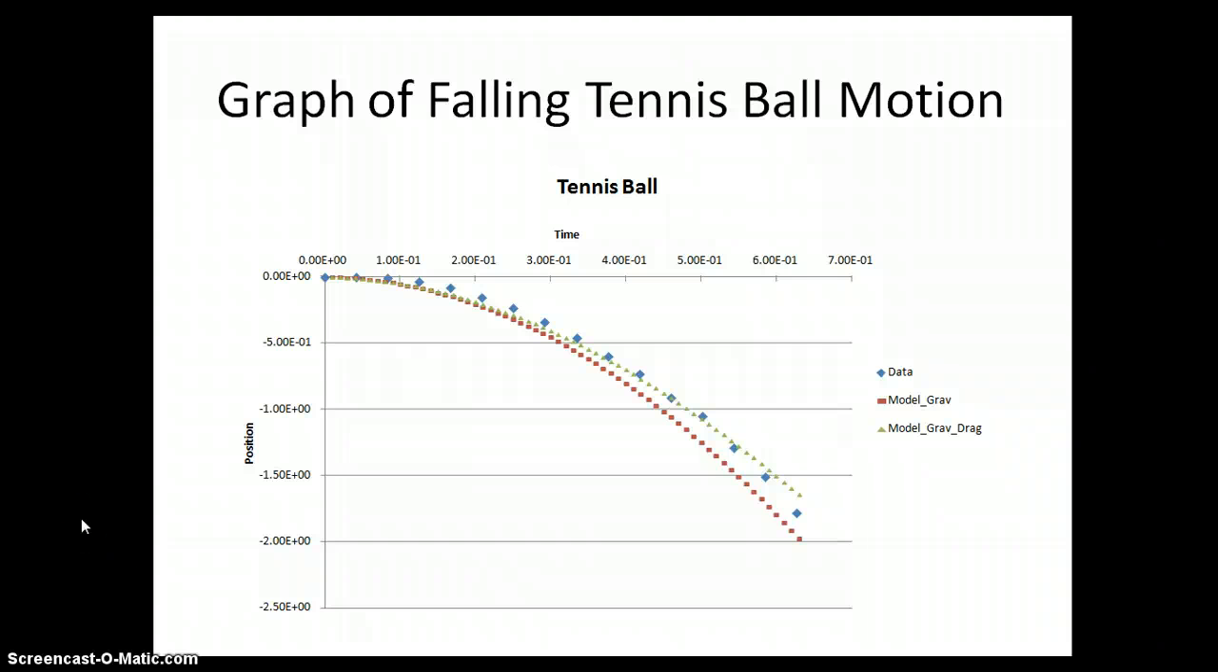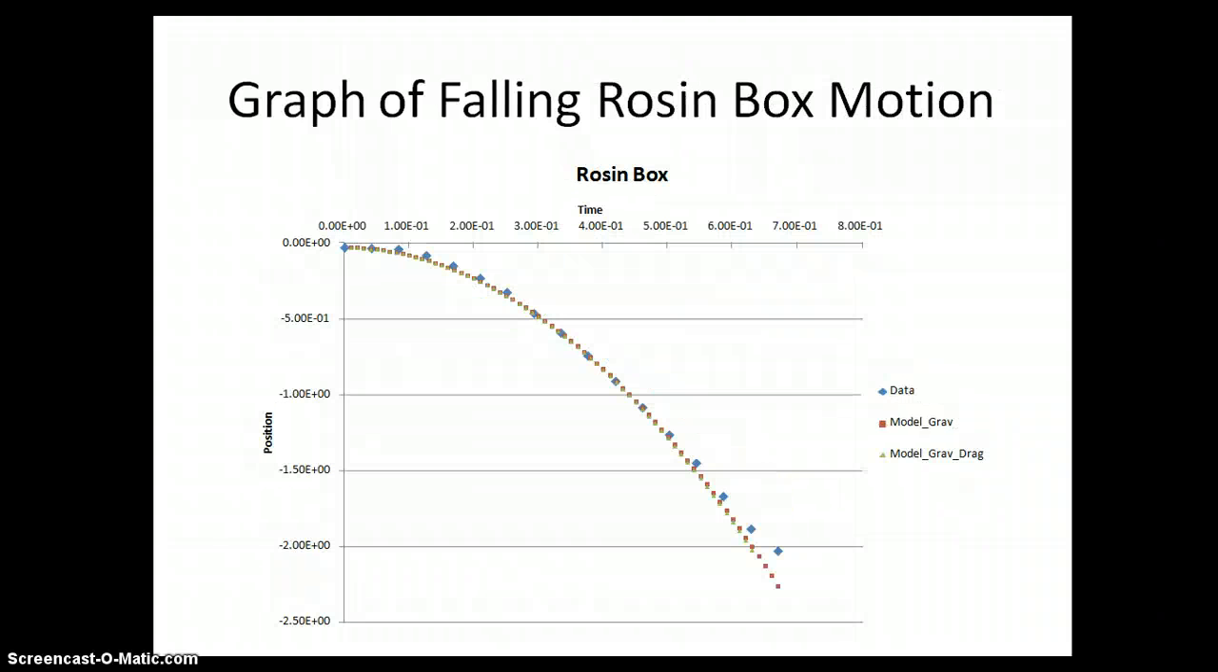I then graphed all the data from the actual object and the two predictions and compared them. For the tennis ball, the model with only gravity fell faster than the actual ball, and then the prediction with drag was more accurate but fell much faster initially than the actual ball. However, both predictions for the rosin box were fairly accurate except towards the end. These results, however, actually do not fully support the idea that for heavier objects the force of drag is negligible, but the shape of the object may have been a cause for that.